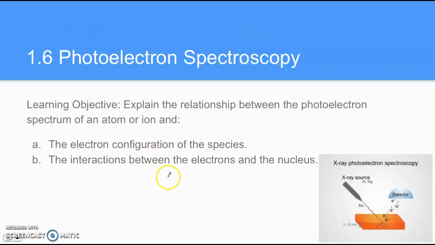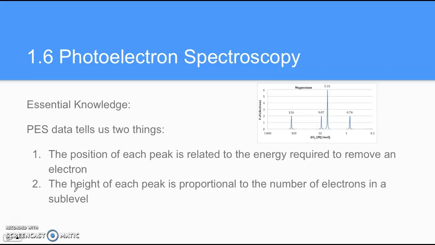Okay. Next is photoelectron spectroscopy. So the learning objective here is explain the relationship between the photoelectron spectrum of an atom or an ion and A, the electron configuration of the species, and B, the interactions between the electrons in the nucleus. So this is what photoelectron spectroscopy data looks like. It has these different peaks right here. We'll look at this in a bigger picture on the next slide.